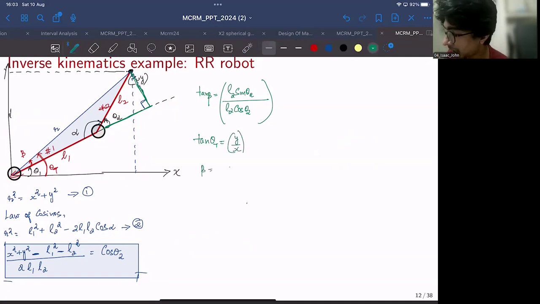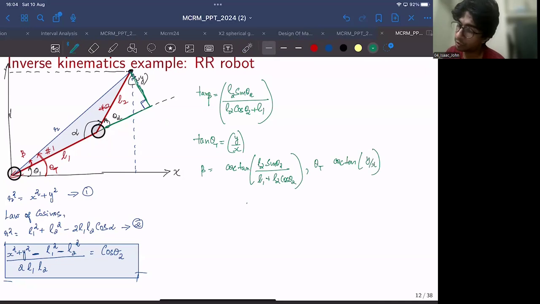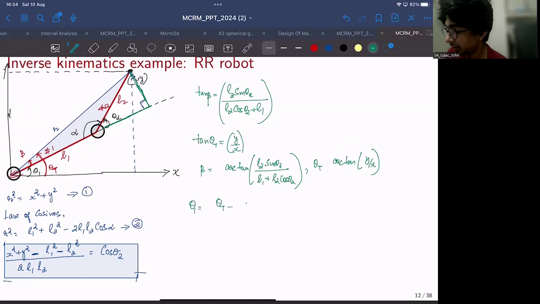So beta would be arc tan of L2 sine theta 2 by, sorry, there is also an L1, right? The adjacent side would be this length plus this length. This length is L1, and this length is L2 cos theta 2. So that makes it L1 plus L2 cos theta 2. And theta t is arc tan y by x. So theta 1 would be theta t minus beta.